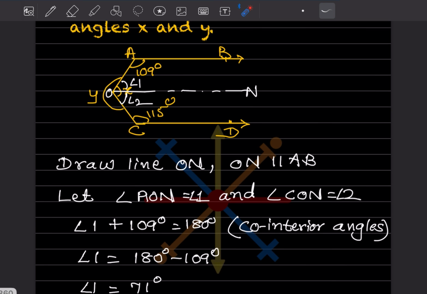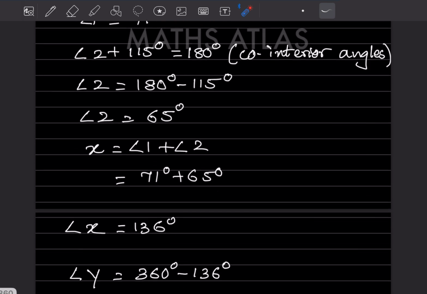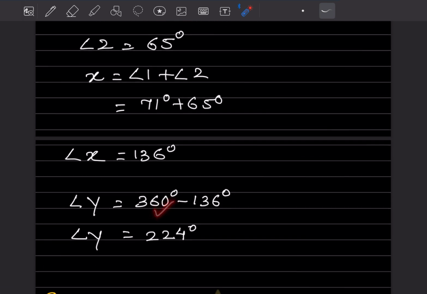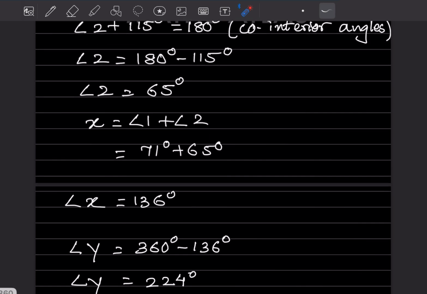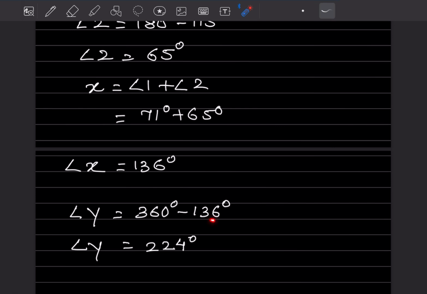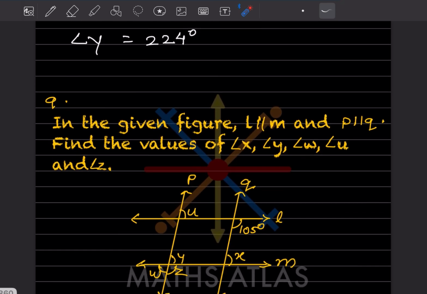Now angle y is outside here. The whole turn is 360, so from 360 we are going to subtract this angle x. Angle y is equal to 360 degrees minus angle x, that is 136. So angle y will be 224.